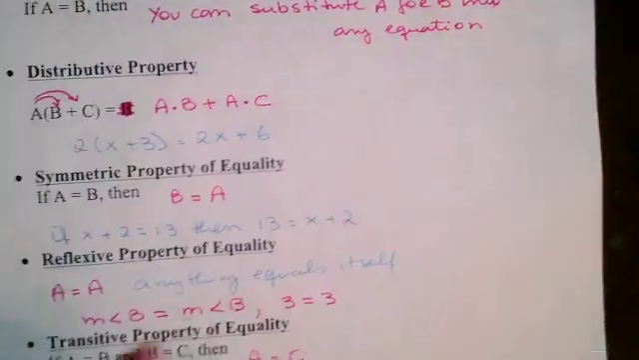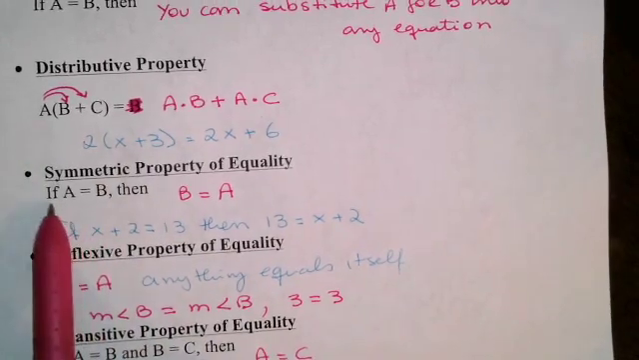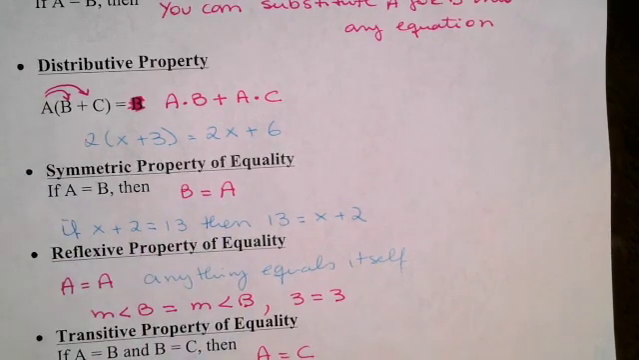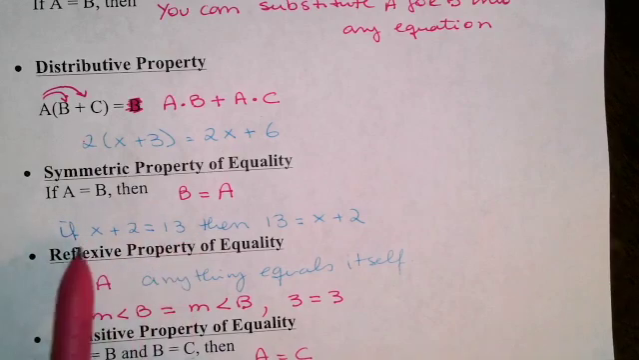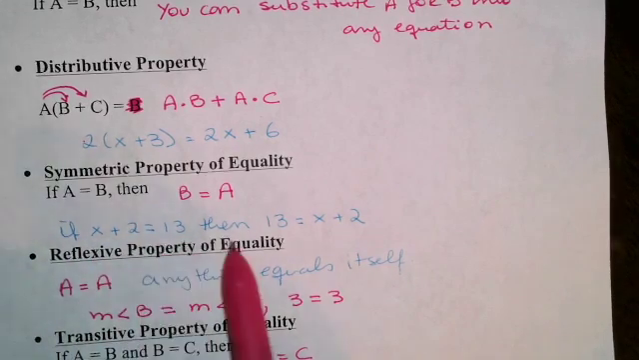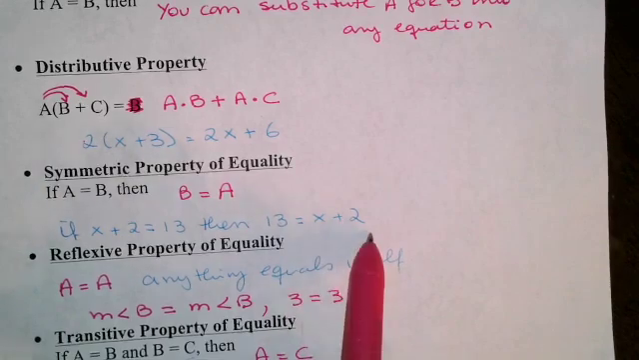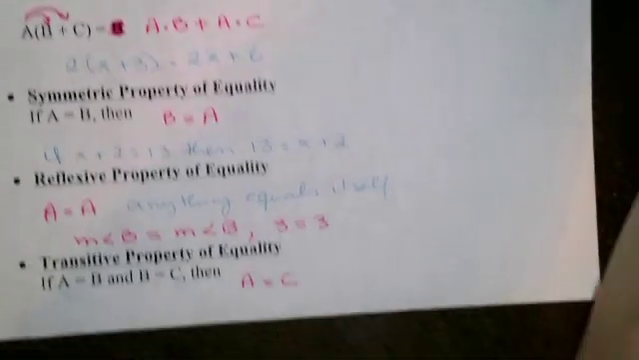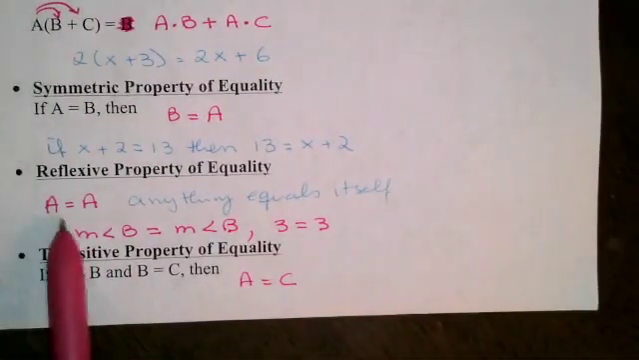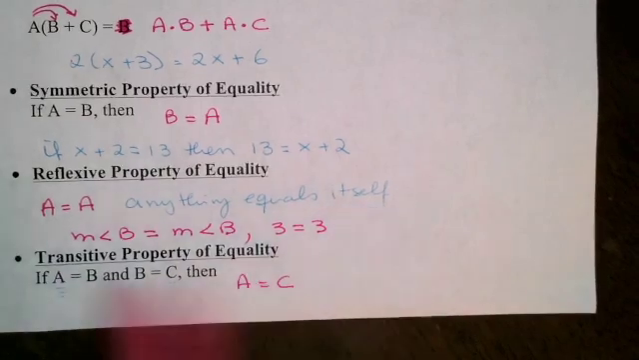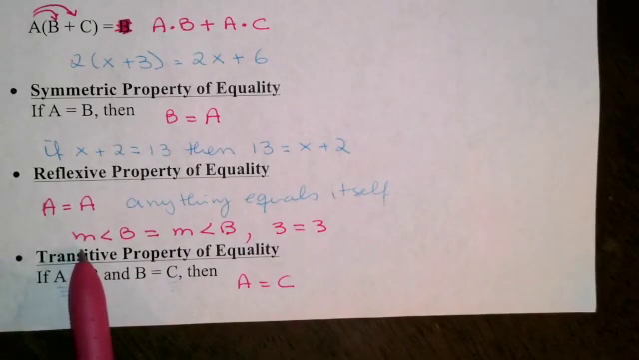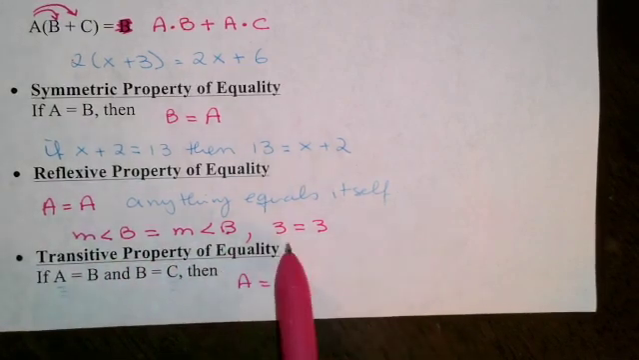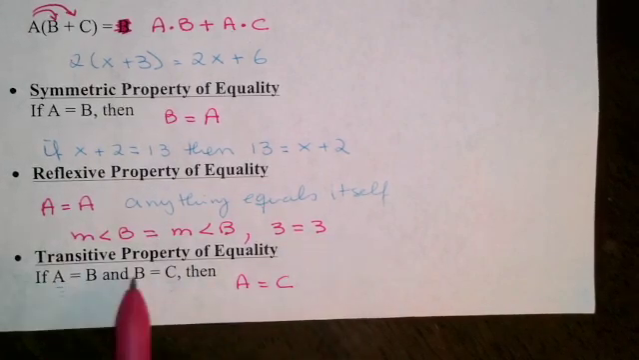Symmetric property of equality. Now we have if A equals B, then B equals A. It's kind of like just switching the direction. So here an example: if x plus 2 equals 13, then I can say 13 equals x plus 2. So basically you're just switching sides. Reflexive property of equality is like looking at yourself in the mirror. A equals A, anything equals itself. For example, the measure of angle B is equal to the measure of angle B, or 3 equals 3.